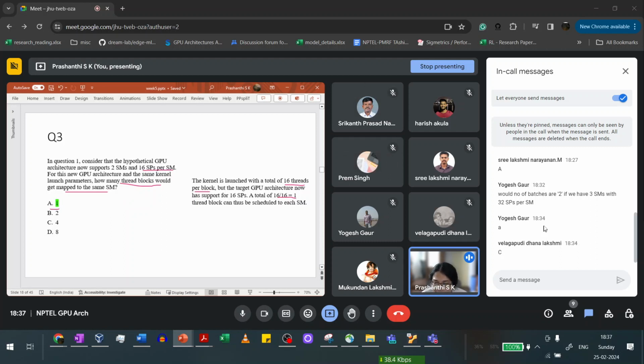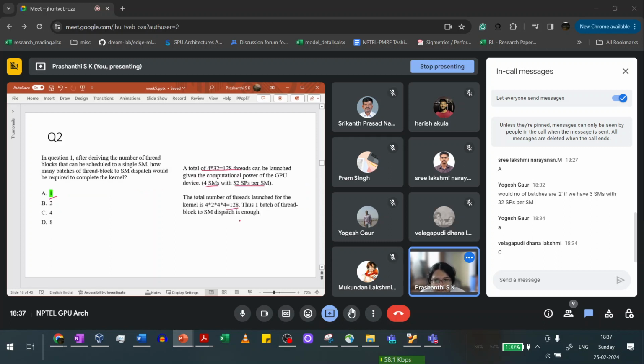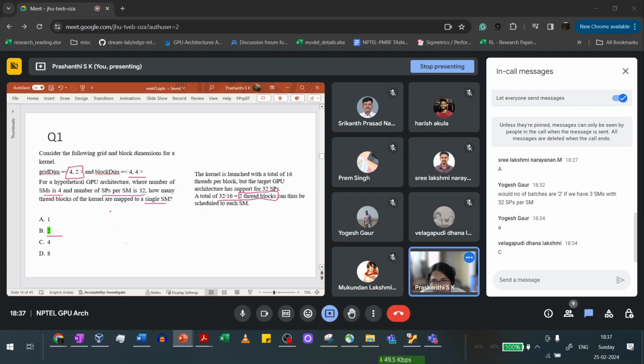So now we'll go back to the variant that was asked in chat. Would the number of batches be 2 if we have 3 SMs with 32 SPs per SM? In this variant, we have 8 blocks, and as per the question asked in chat, we have 3 SMs. You can do 2 blocks per SM, so across 3 SMs, you can do 6 blocks. So you'll still have 2 blocks left over, which will have to run in a second batch. So the number of batches would be 2. That is correct.